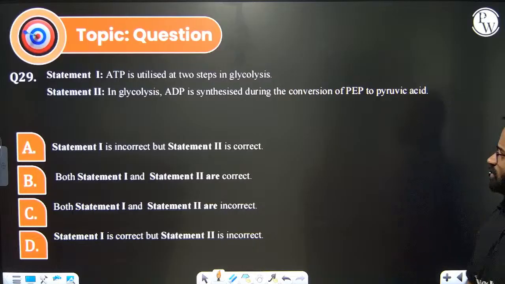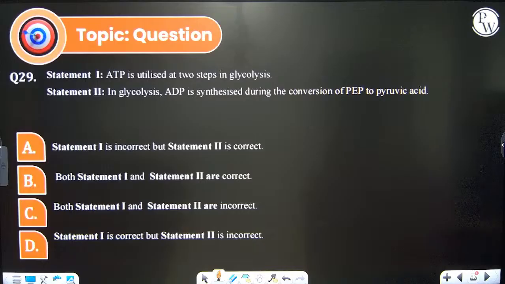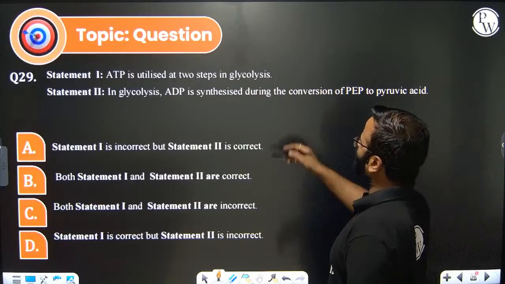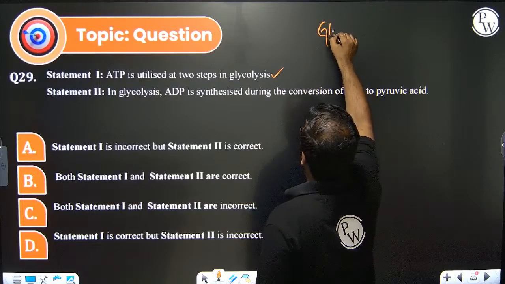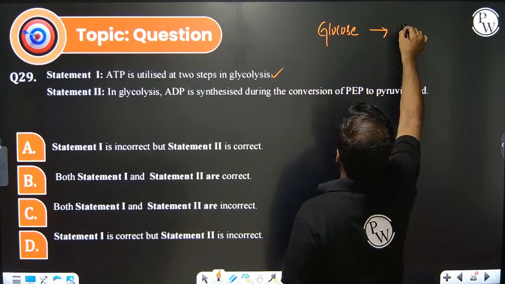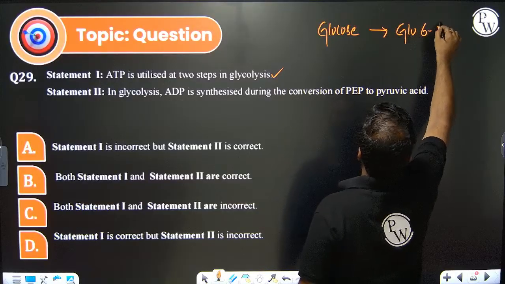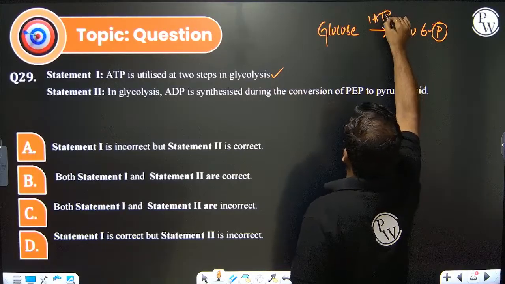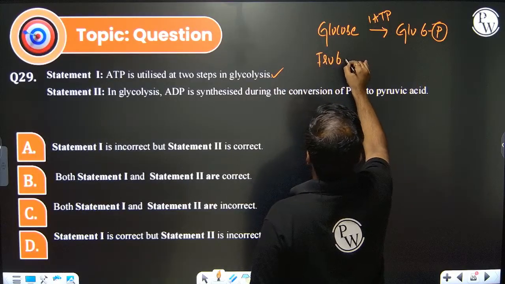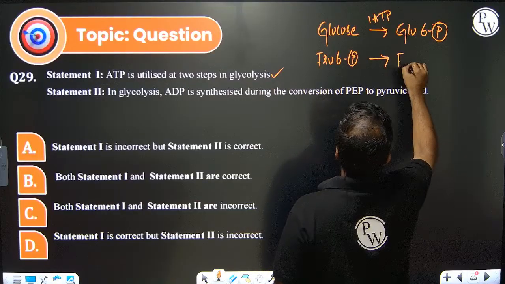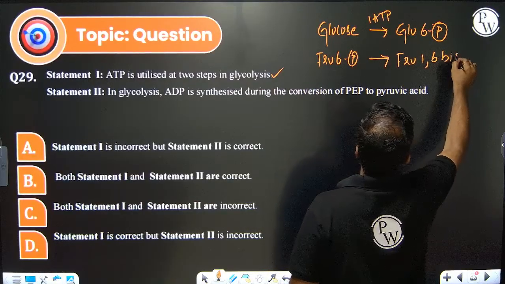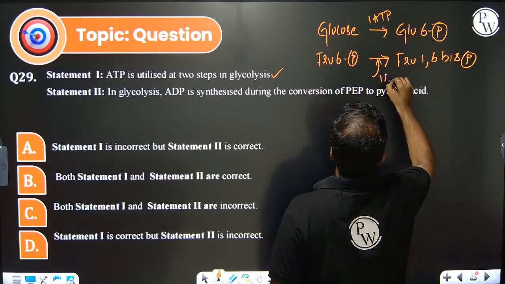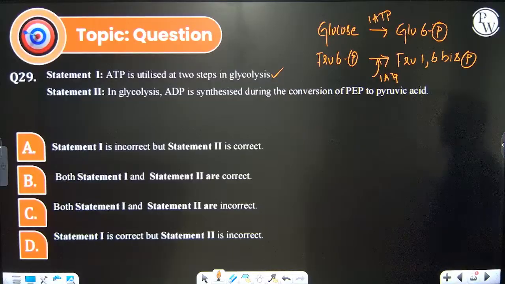Statement 1 says that ATP is utilized at two steps in glycolysis. What are they? When glucose is converted to glucose 6-phosphate, that is where one ATP is utilized, and another one is when fructose 6-phosphate is converted into fructose 1,6-bisphosphate, another ATP is utilized. So these are the two steps where in glycolysis ATP is utilized. So statement 1 is true.